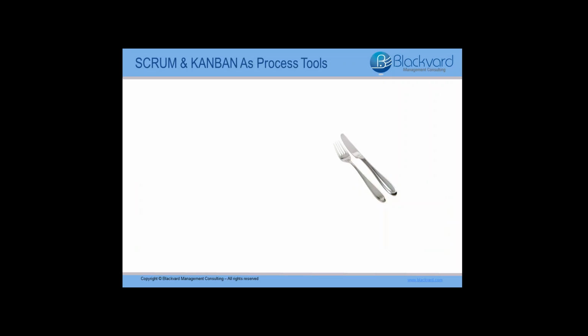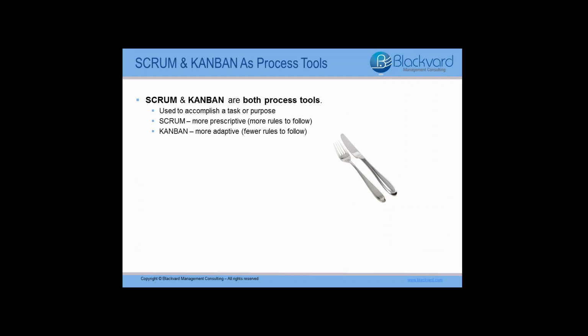All right, so that's Scrum and Kanban in a nutshell. Both are used as development process tools and are implemented in order to accomplish a specific development task or purpose. Scrum being more prescriptive, and that means it has more rules to follow, and Kanban being more adaptive with fewer rules. So you might now be asking yourself, okay, which is better, Scrum or Kanban?